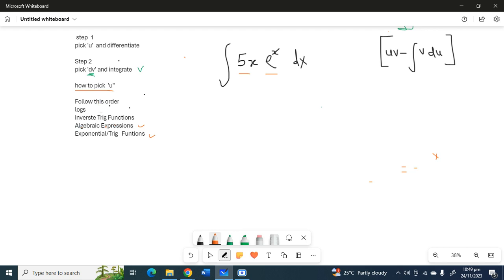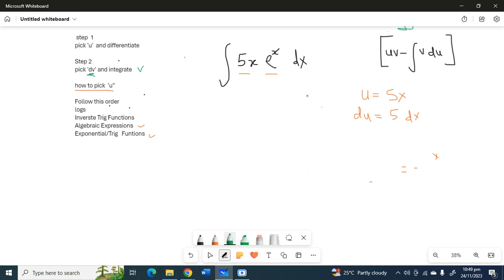You follow this order. Determine what type of functions you have in the question. Then if you look at this order, whichever comes first, you pick it as your u. So in this case, our u is going to be 5x. Okay. So we say u equals 5x. Differentiate u. So we're going to say du equals 5. You derive 5x, you get 5. Then you don't forget to put the dx. So we get 5 dx. We are done with step 1.